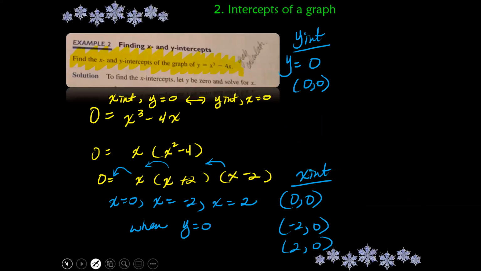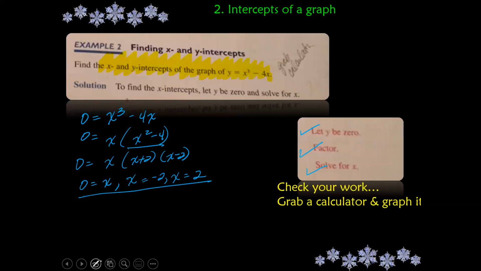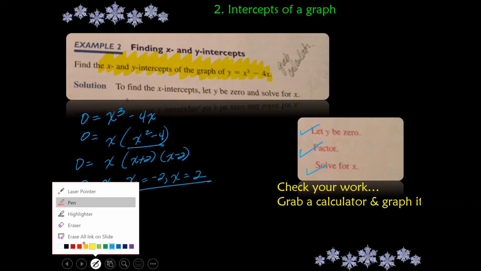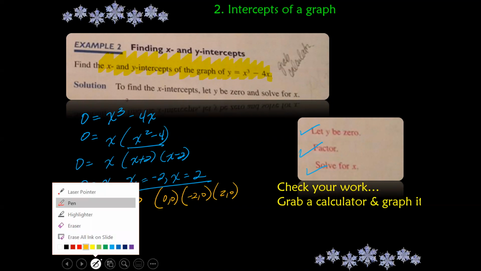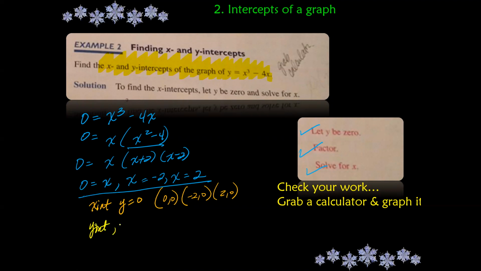Now, if you were to look for the y-intercepts, actually here, the x-intercept is when y equals 0. So my x-intercepts are going to be 0, 0, negative 2, 0, 2, 0. Now to find my y-intercept, I have to set x equal to 0. And if I do that, y equals 0 cubed minus 4 times 0. So y is equal to 0. So for my y-intercept, it's just 0, comma 0.